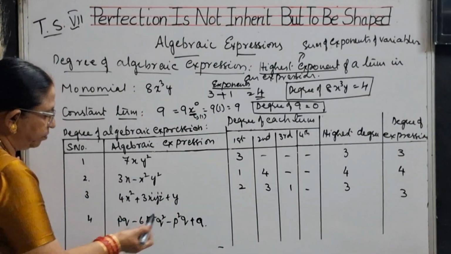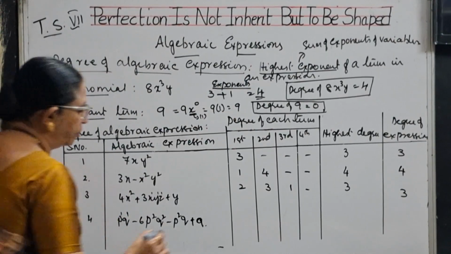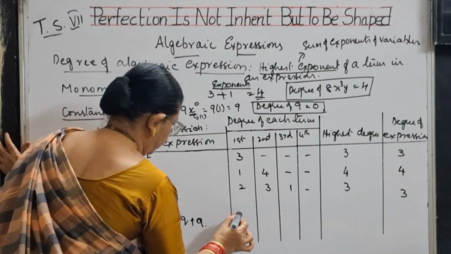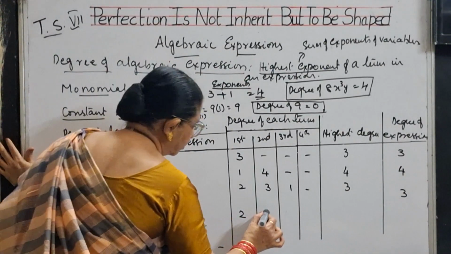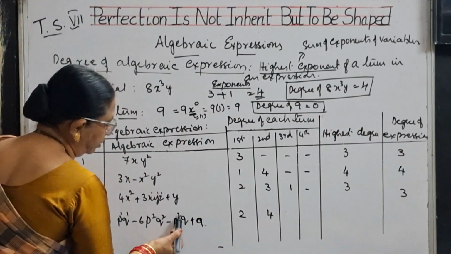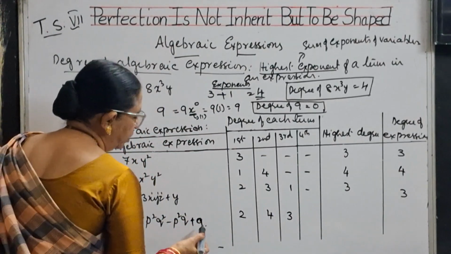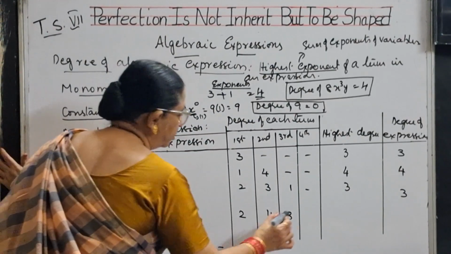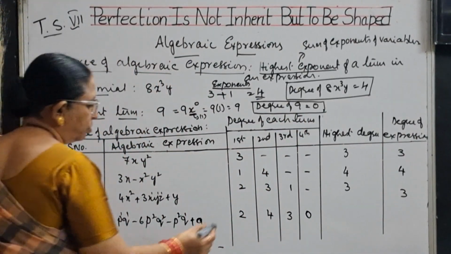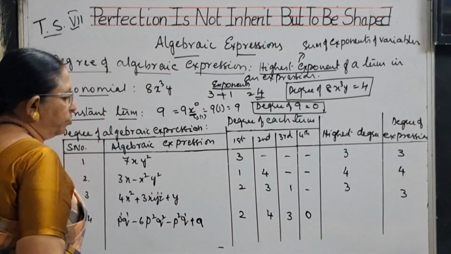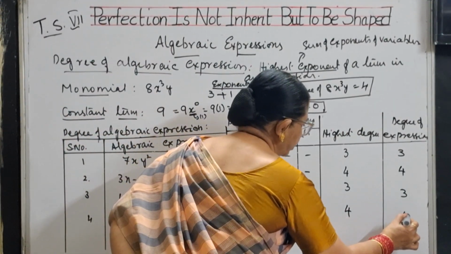Next here. What is the first term power? 2. And what is the second one? 2 plus 2, 4. What is the third term? 2 plus 1, 3. And what is the fourth term? It is a 9. 9 is a constant term, that is 0. I have told you, no, constant term is having 0. So out of all these, which is the highest value? 4. So 4 we are taking. So degree of this expression is 4.